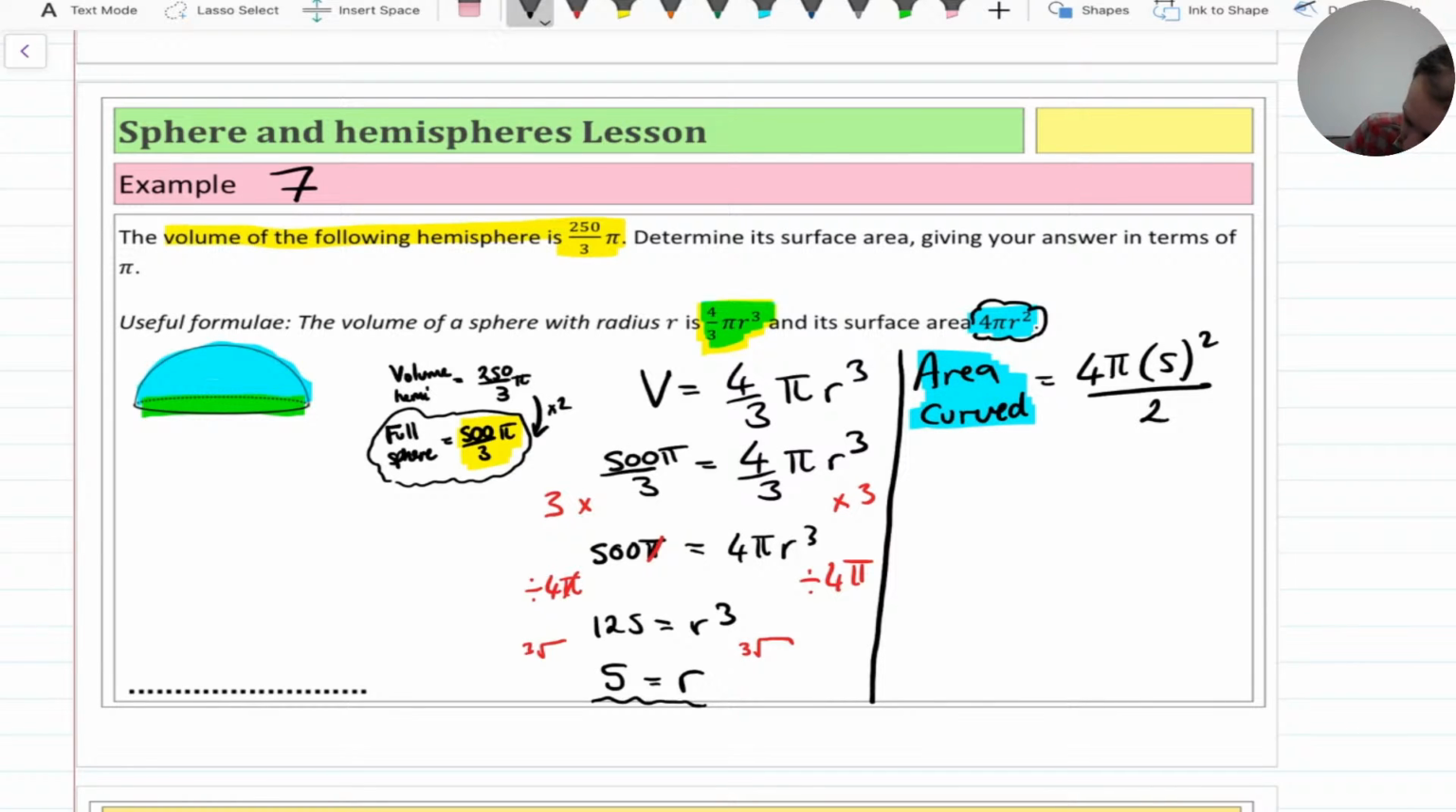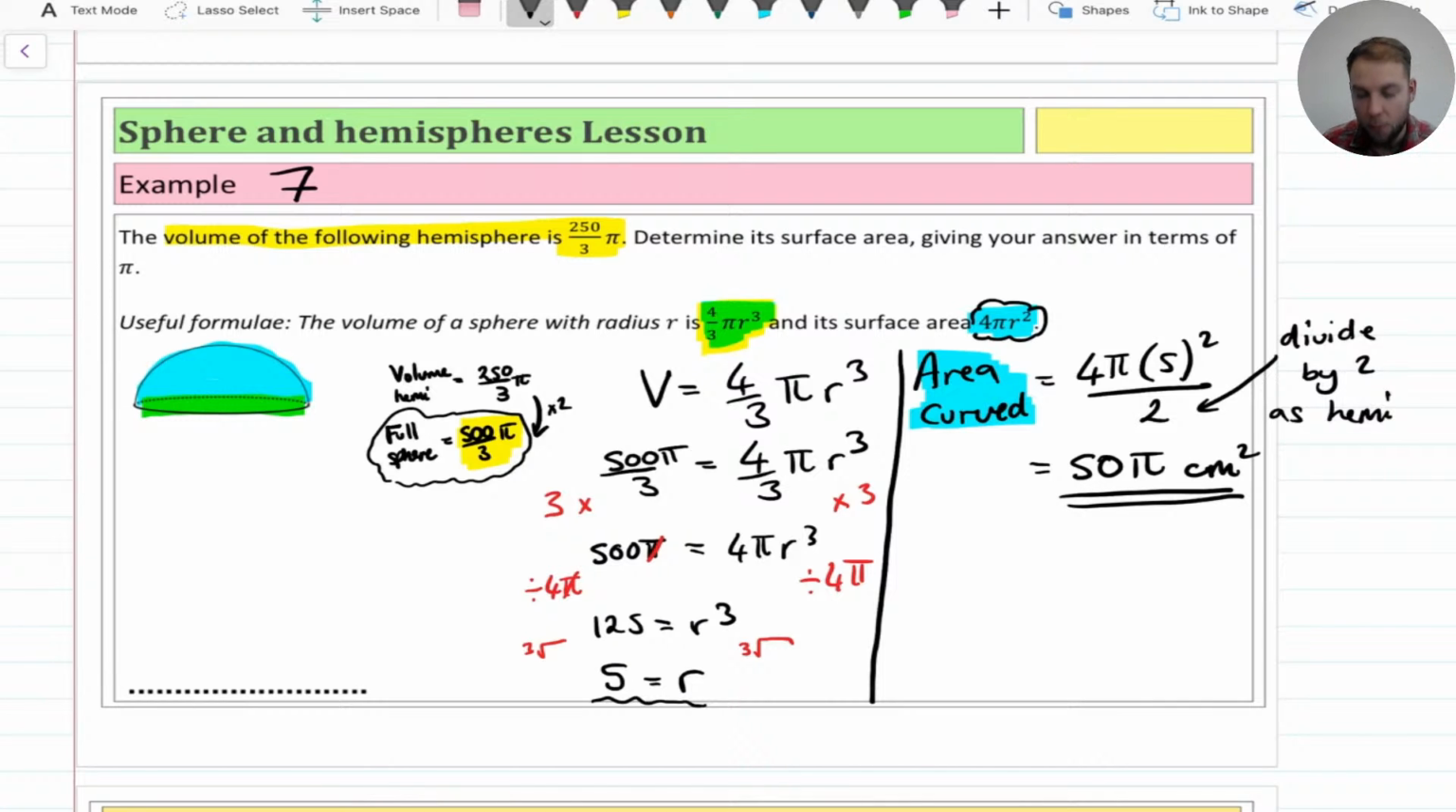Remember, we're dividing by 2. Let's just make it really clear. Divide by 2 as hemi. So this here would be, let's leave it in terms of pi, 25 times by 4, which is equal to 100, divided by 2, this is equal to 50 pi, there, like so, centimetres squared. You put that into your calculator if you have it. But remember, this is just the area of that curved top part.